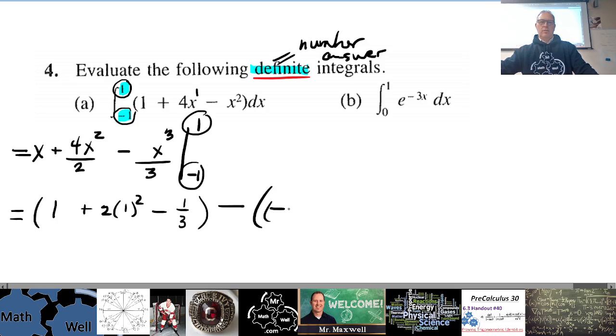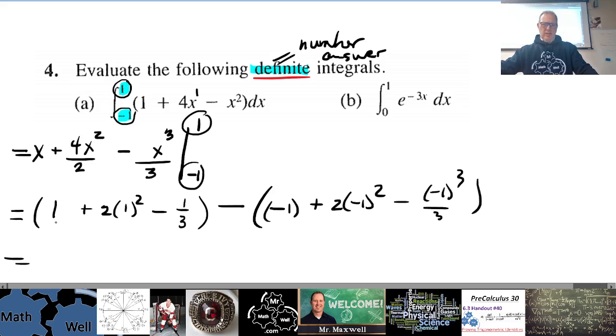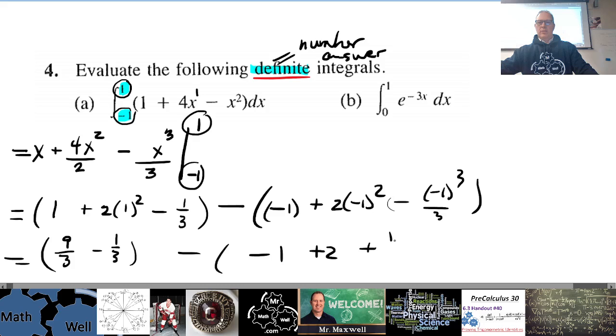So then to -1 there, plus 2 times -1 squared, minus -1 cubed over 3. So we'll have to be careful with our signs here, it looks like. So this is 1 plus 2, that's 3 minus 1/3. So that's 9 over 3, which is what 3 is, minus 1/3. I'll get a common denominator there. This is -1 plus 2. And this is going to be minus a -1 over 3, or plus 1/3.